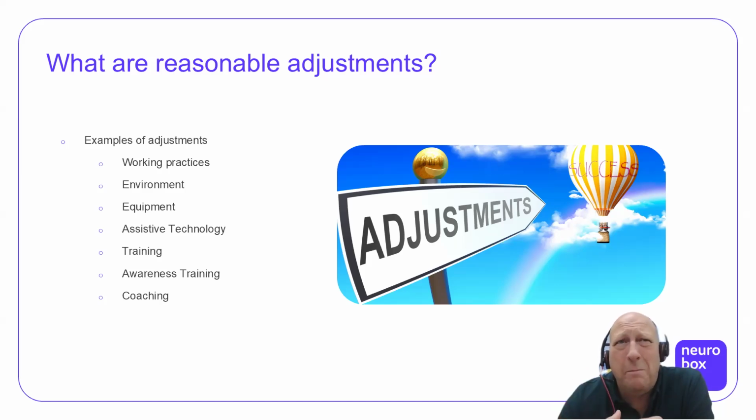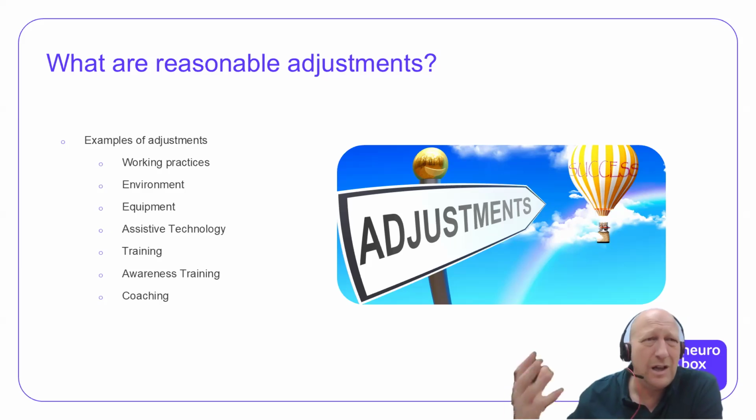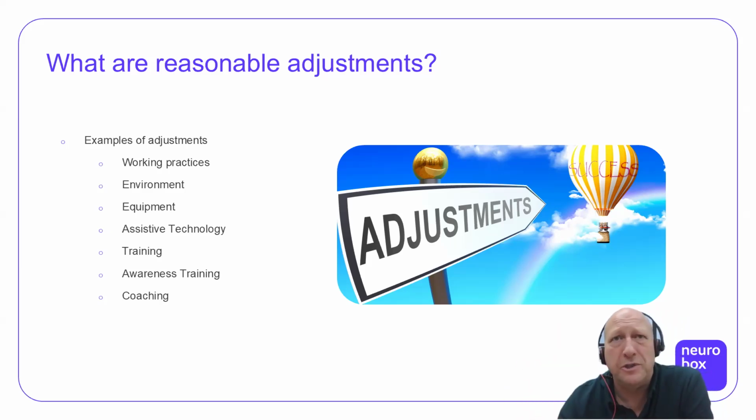Equipment, another really big area. Equipment can be absolutely anything from headphones through to sit-stand desks, through to sort of specialised equipment that we might use. It can even be things like very specialised equipment for example, people with hearing loss, for example. Okay, again, a really big area of adjustments to consider.